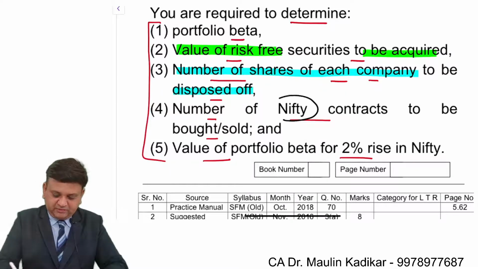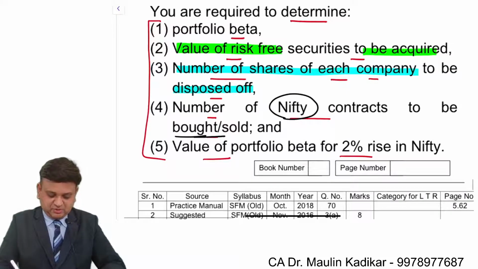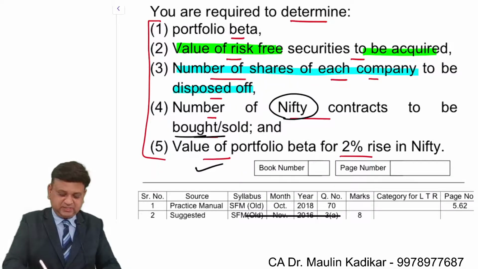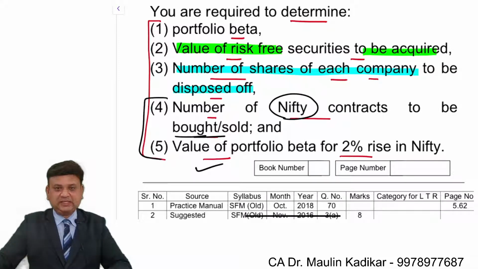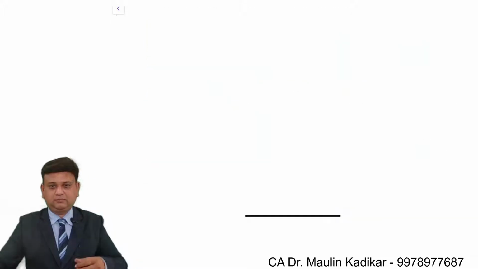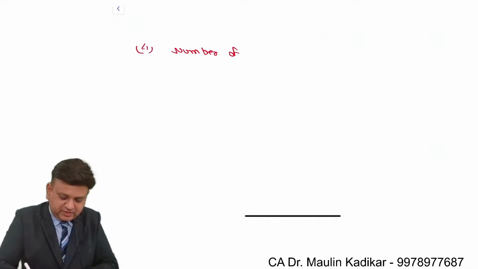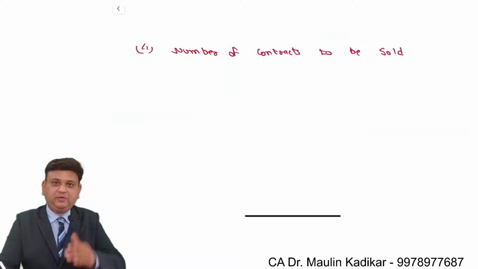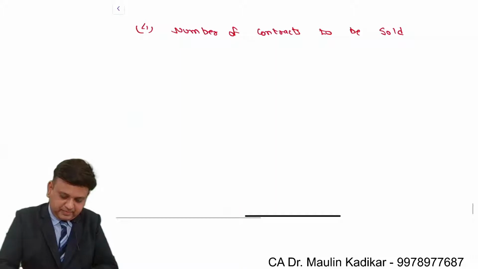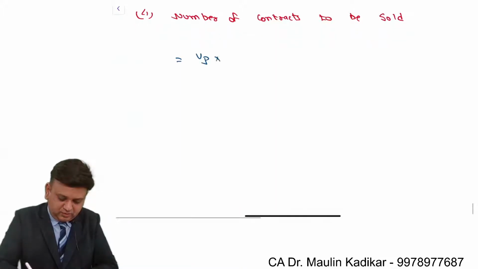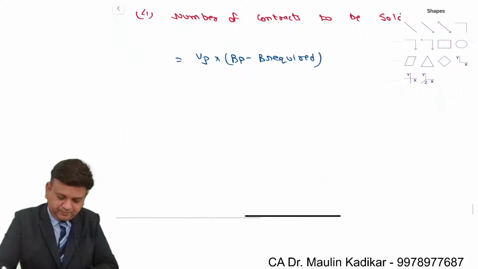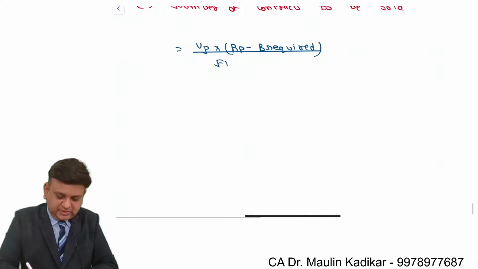Fourth question, number of Nifty contracts to be bought or sold, that is a question. Value of the portfolio beta for 2% rise in Nifty. ये fourth and fifth question का आंसर आपने कैलकुलेट करो and put answer in the chat box. Answer for the fourth question. Number of contracts to be sold. Sold क्यों? Because we want to reduce the risk. कैसे होगा? Value of the portfolio into beta of portfolio minus beta required divided by futures index value into lot size.